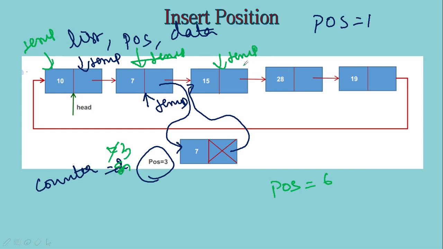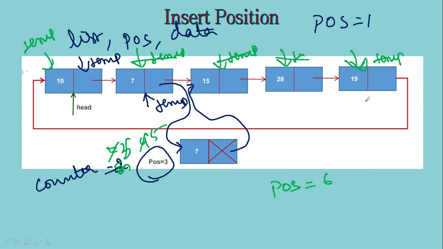Check whether temp is at the last node, no, and your counter is 1 less than the position, no. Increment the counter and make temp point to the next node. Now once again, whether temp is at the last node, no. Whether your counter is 1 less than the position, no. So move the temp to the next node and increment the counter. Now you check whether your temp is at the last node, yes.